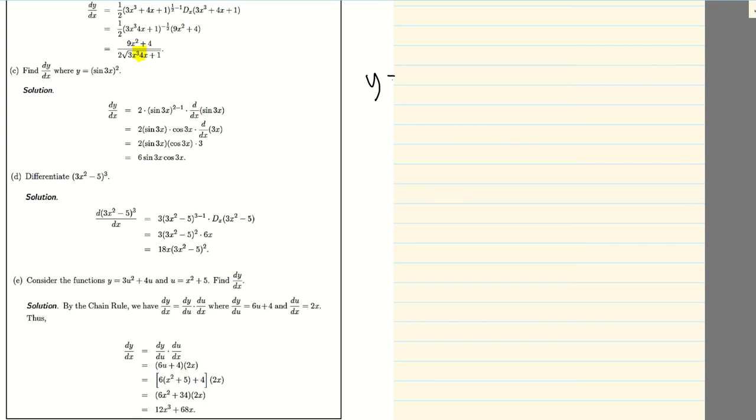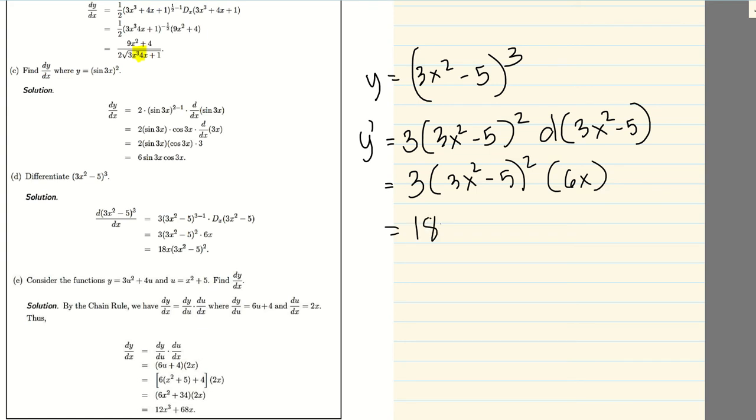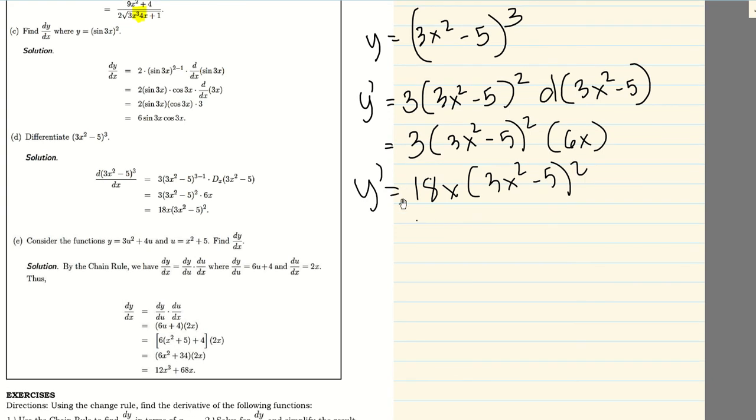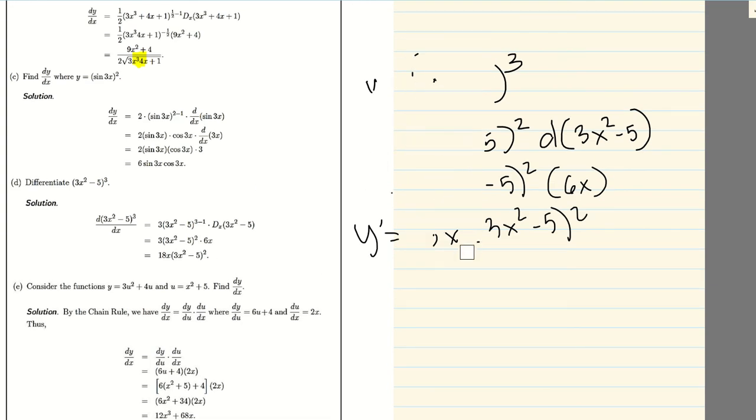We have y equals 3x squared minus 5 to the power of 3. So still the same. We're gonna use 3x squared minus 5. This is a lot faster version, but it depends upon the function. Okay, 3x squared minus 5 squared. What is the derivative of this? 6x, and then the 6x equals 18x times 3x squared minus 5 squared. So that's it. It depends upon the function of how you will try to solve that.